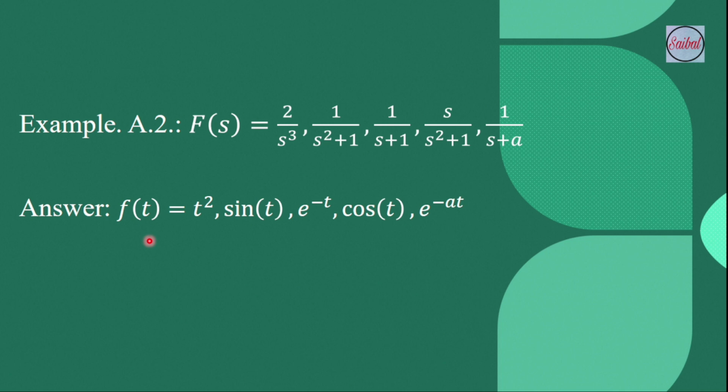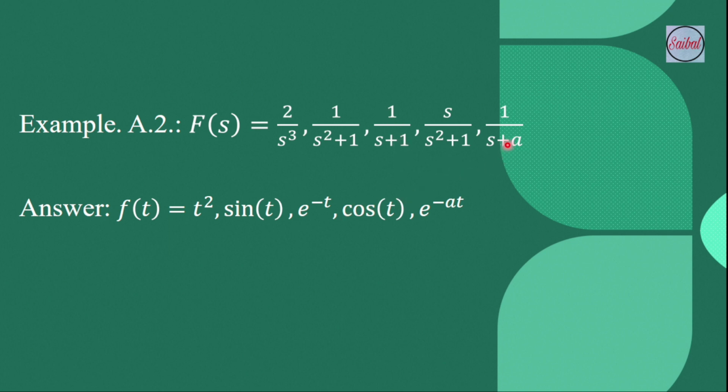Here initially we take basic examples, that is 2 by s cube, 1 by s square plus 1, and 1 by s plus 1. You already know about this conversion. So 2 by s cube gives t square, 1 by s square plus 1 is sine t, and 1 by s plus 1 is e to the power minus t.